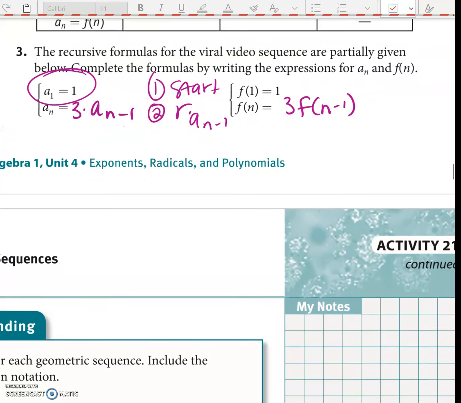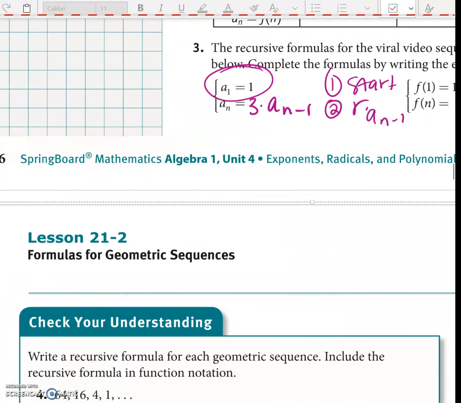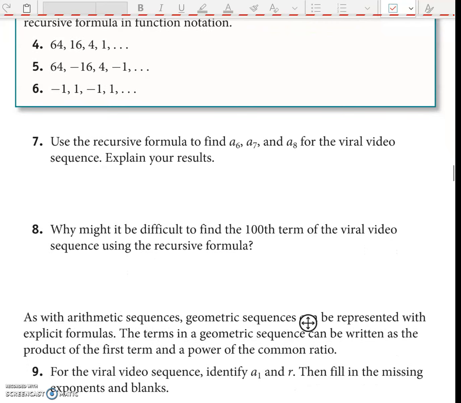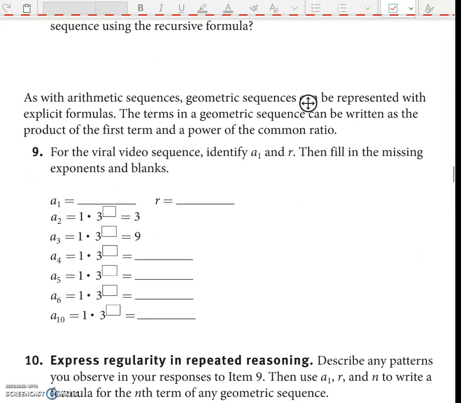Okay, so I'm going to jump down here to number 9. That was the recursive formula. What we use a lot more tends to be the explicit formula, and the way the explicit formula comes about is looking at what your exponent does each time. So for the viral video sequence, identify A1 and R, then fill in the missing blank. A1 we know is 1. We said our common ratio was 3.